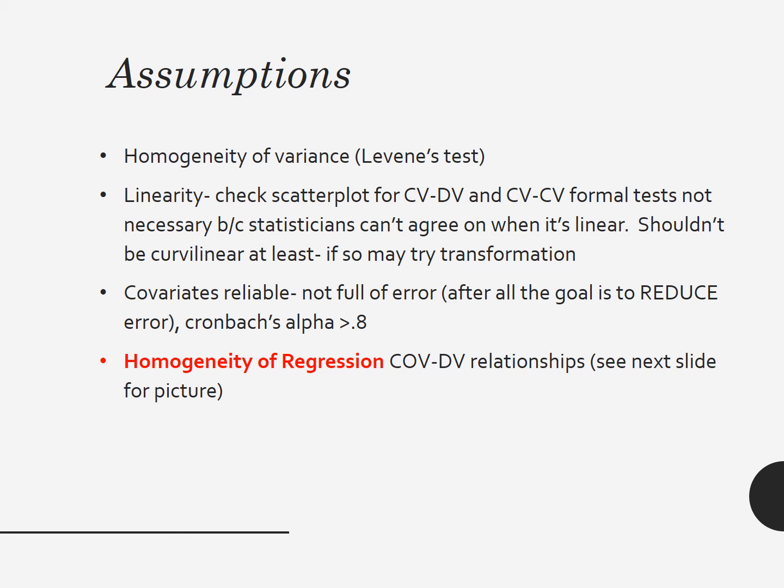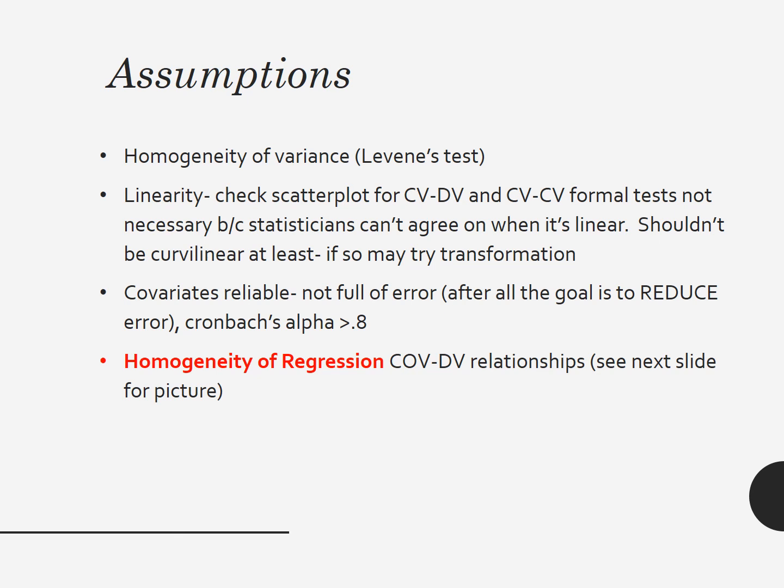Also, your covariate should just be a reliable measure. We'll talk about Cronbach's alpha later in the semester, at the end of the semester. If you have a covariate that has a lot of error in it, remember the point of the covariate is to reduce error. So ANCOVAs are sensitive to covariates that have a lot of error in them. So people often will run this and hope to see Cronbach's alphas of at least 0.80 or higher.